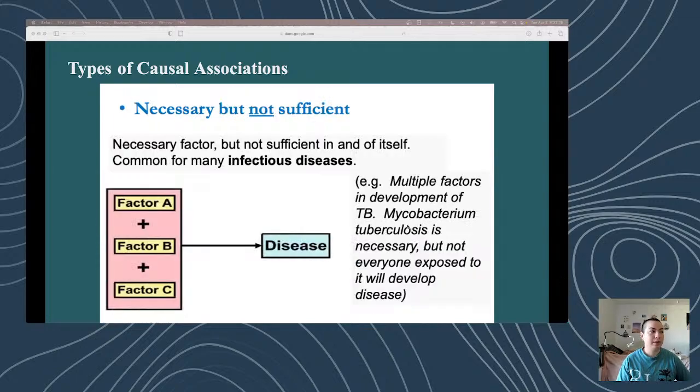Now, the next type we're going to go over is necessary but not sufficient, where there's a necessary factor but not sufficient in and of itself, and this is common for many infectious diseases. So, multiple factors in the development of tuberculosis, where Mycobacterium tuberculosis is necessary, but not everyone exposed to it will develop disease. Maybe you also need to be tired and immunocompromised and be exposed to Mycobacterium tuberculosis, for example, to be able to then develop tuberculosis. Does that make sense?